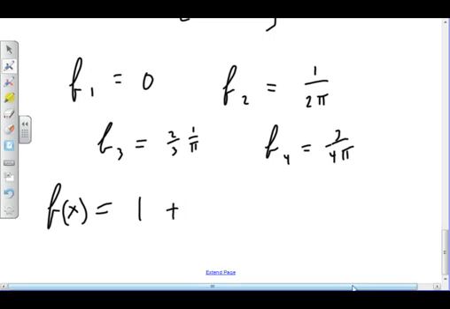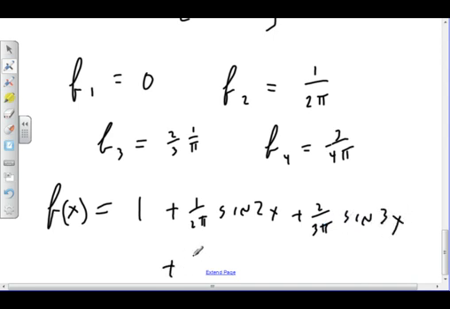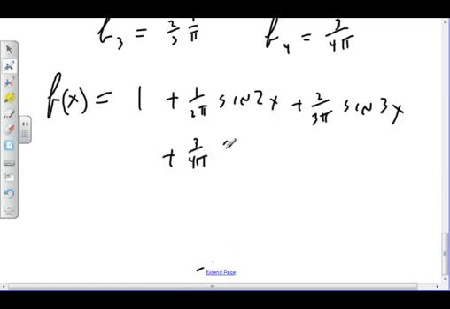Now the b's are the sine guys, so 1 over 2 pi sine 2x plus 2 over 3 pi sine 3x plus 3 over 4 pi sine 4x plus and so on. We could have other ones too. Okay, now at f of 0, these guys are 0, and it goes away.